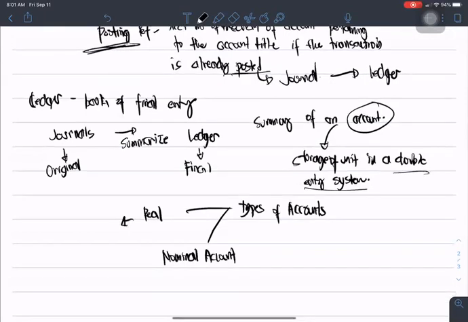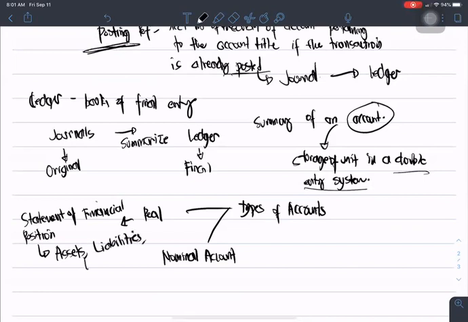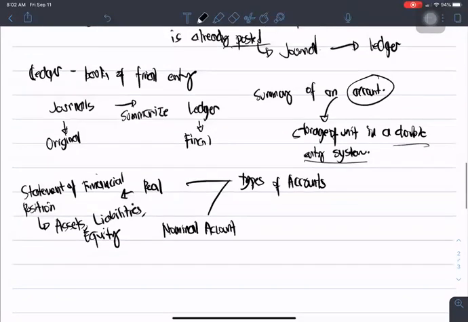So real accounts are the items presented in the statement of financial position. And what are the items that can be seen in your statement of financial position? You have your assets, as we said before, liabilities, and equity. Why is it called a real account? It refers to permanency. Why? Because these items will always remain in our financial statement. It is carried over from period to period. So permanency, carried over from period to period.